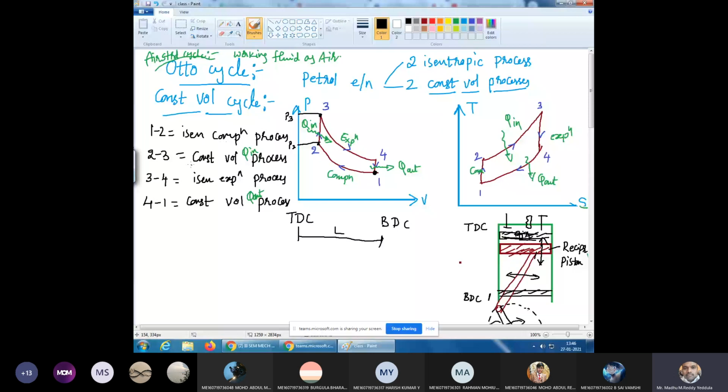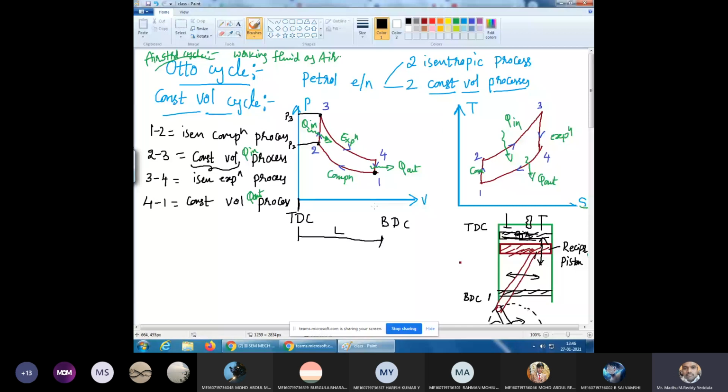2 to 3 process is the constant volume process. If it is clear, tell me. I need to explain a lot more in this 1 to 2, 2 to 3. Is it okay so far? Yes, sir. Right. Now you can see this line is the top dead center, as I told, and this is the bottom dead center.